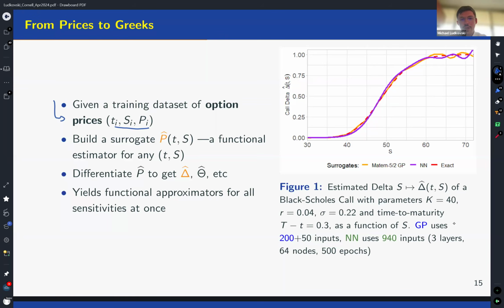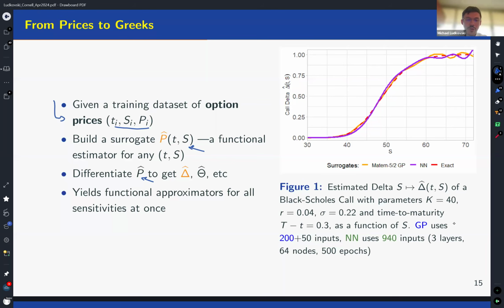I'm going to build a surrogate, a statistical representation, a Gaussian process model for this option price. So for any input, I'll be able to predict what the option price is. And then I'm going to differentiate this surrogate to get the corresponding Greeks. Now that sounds like a bad idea in general. If you build a representation for the price, then you are in no man's land, in the Wild West, trying to take derivatives yourself.